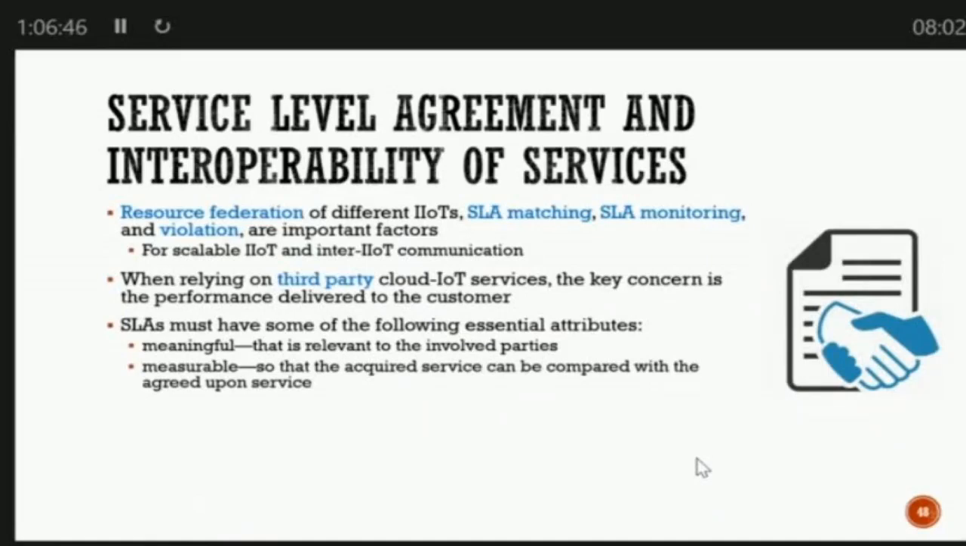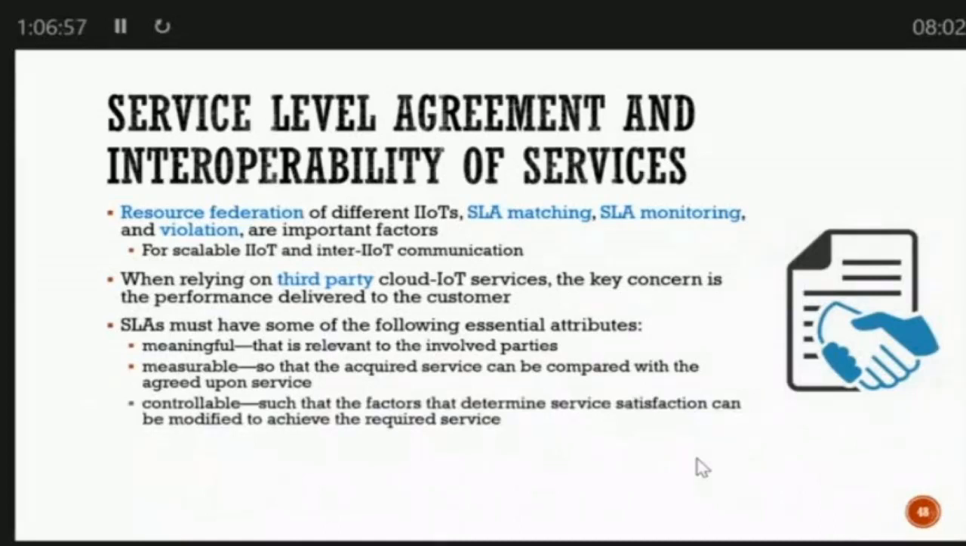The other attribute is controllable. So the service satisfaction could be modified and achieved based on the requirements. So your service satisfaction was different in the previous case, and right now it's different. I'll give you a shallow example of that just for comprehension. For example, a service provider asks you to rate their service from 0 to 5. So the best service would be 5, the worst service would be 0. Another service provider asks you to rate their service from 0 to 10. So how would you compare 0 to 10 to 0 to 5? So this is how this has to be controllable.